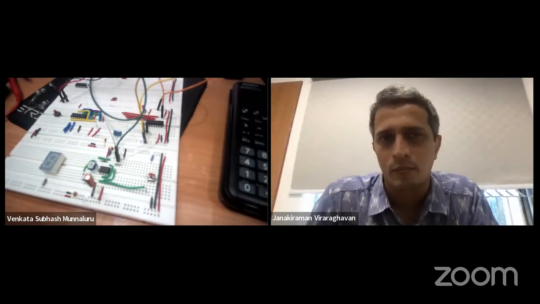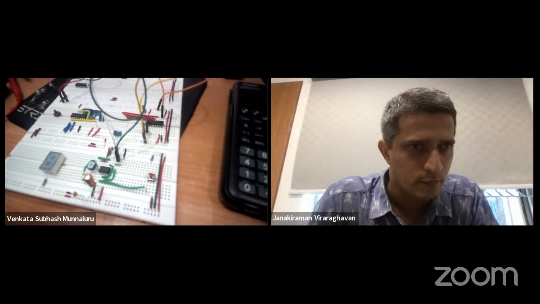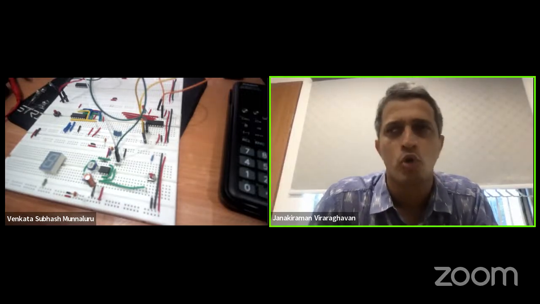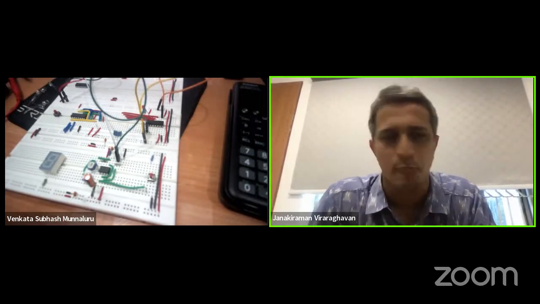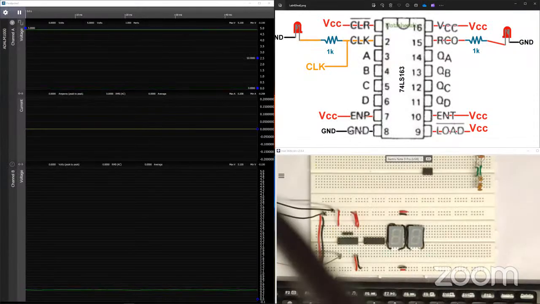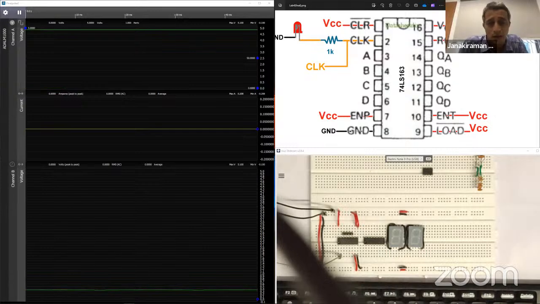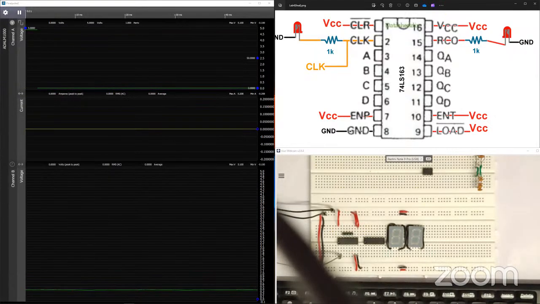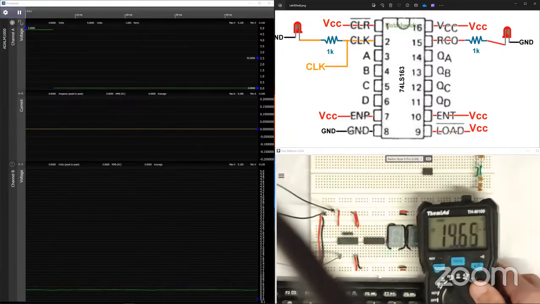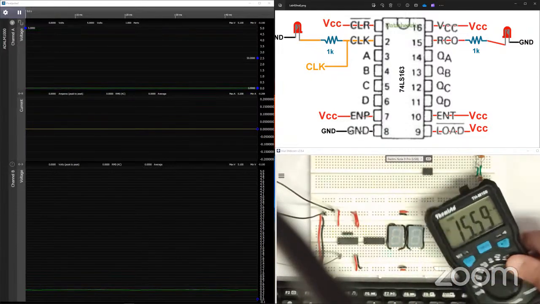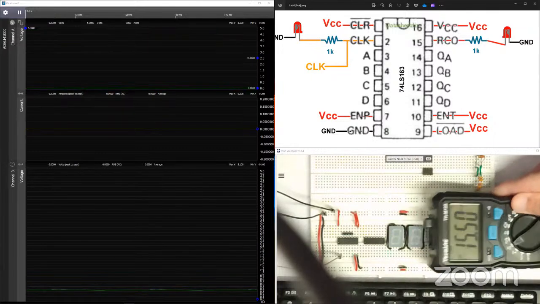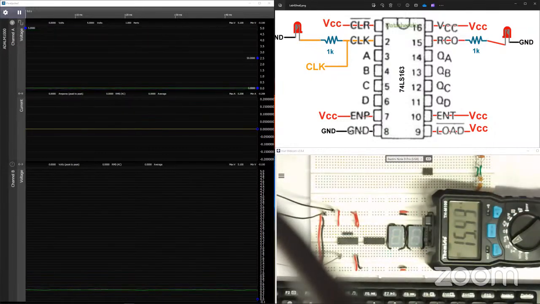Professor, shall we do the counter experiment in the meantime? If you have got that working on 555, please go ahead. Please look for the currents. Yes, sir, this is the current. It's drawing about 14, 15 milliamps.